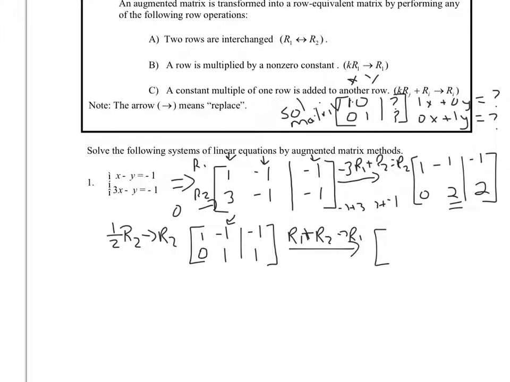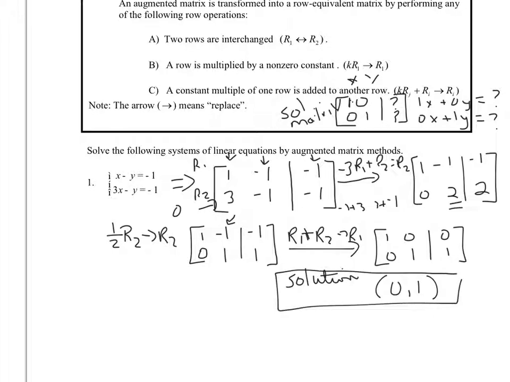So if I add 1 plus 0, I still have 1, top left. If I add -1 plus 1, I get 0. And if I add -1 plus 1, I get 0. And my bottom row was 0, 1, 1. That means my solution is the ordered pair (0, 1).